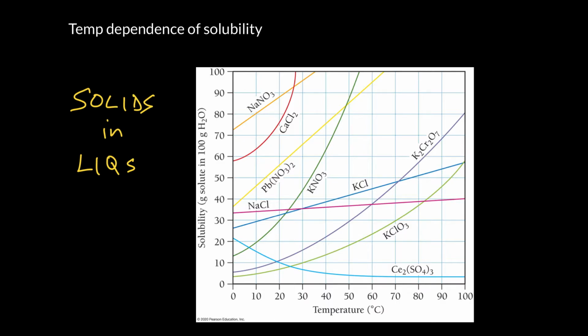Almost every curve you notice goes in this upwards direction, which means that as you increase the temperature, it gets more soluble. But there's just one exception on this graph, and that is this cerium sulfate. So this is cerium 3 sulfate, I believe, and you can see it actually gets slightly less soluble with temperature. I just want to point that out because in general, the solubility of solids in liquids increases with temperature.